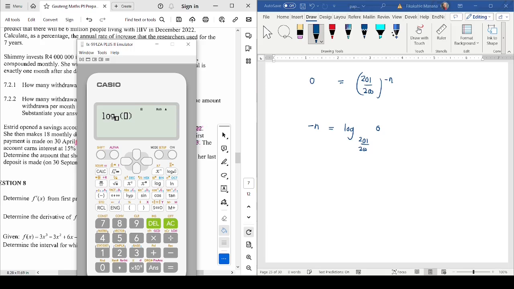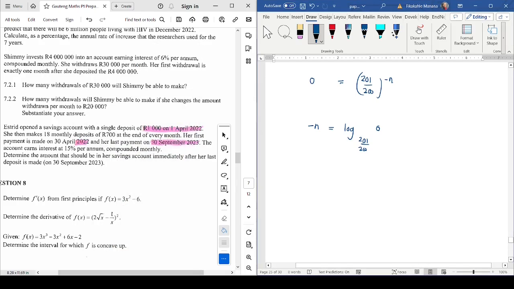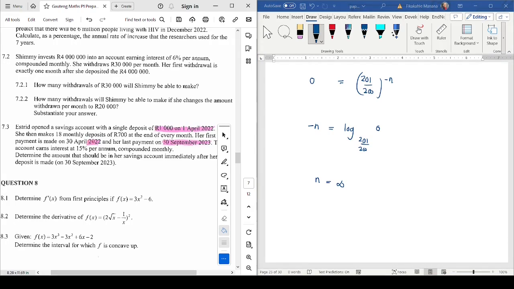What do you think? We're probably going to get a math error, which is saying that the answer that we have is undefined. If the answer is undefined, it means that we have an infinite amount of withdrawals. Which doesn't really make sense. It doesn't mean that she can withdraw 20,000 until, but that's exactly what it is. So basically she can make an infinite number of withdrawals. Isn't that amazing?